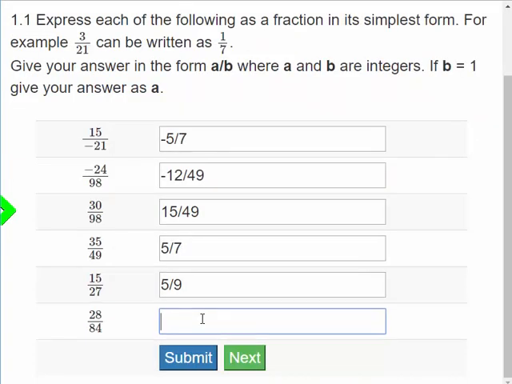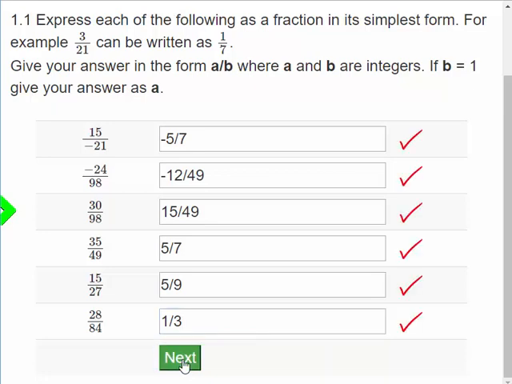In the last question, the factors of 28 are 4 and 7. The factors of 84 are 4 and 3 and 7, which means 28 is a factor of both, so the answer to that will be 1 over 3. So we click on submit and our answer is submitted and they're correct.